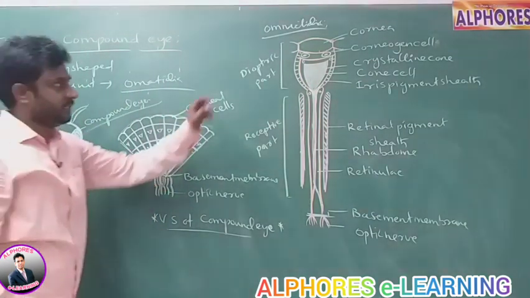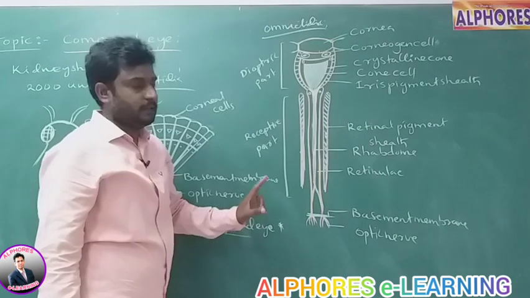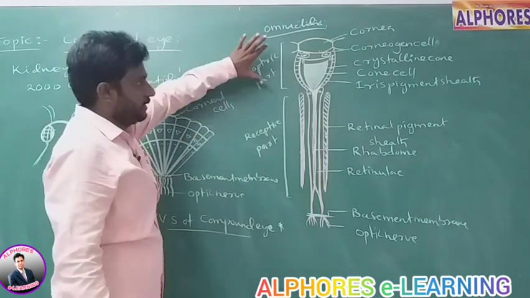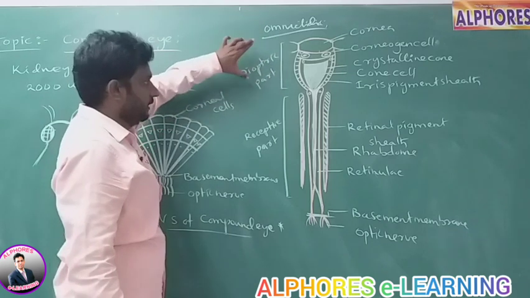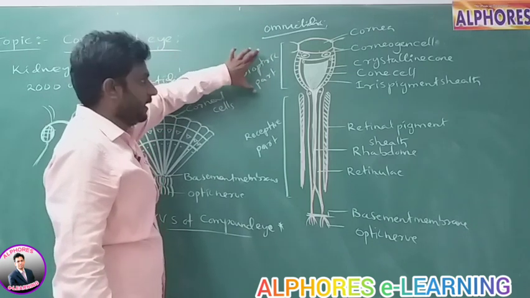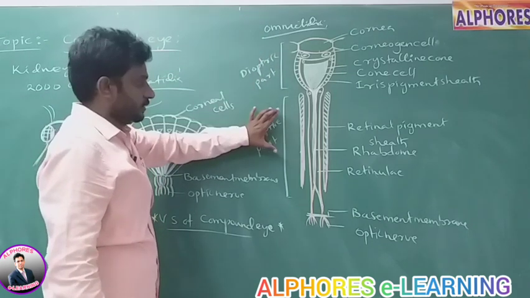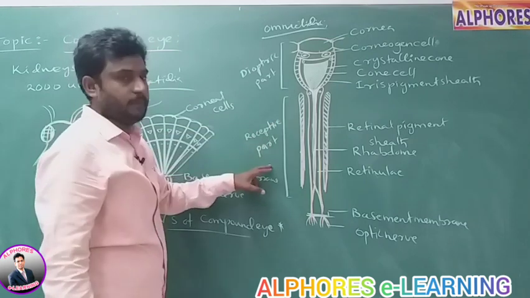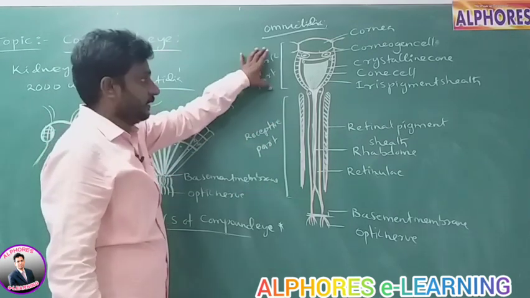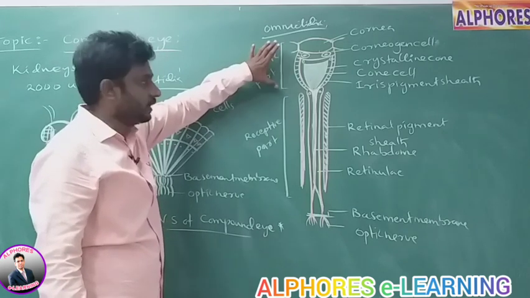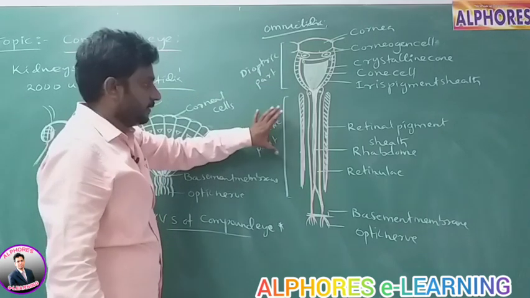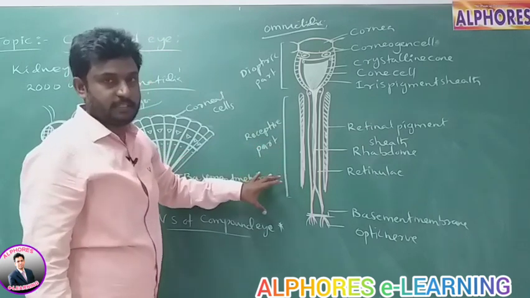If you see the structure of one ommatidium, it has 2 regions. The first region, the anterior region, is called the dioptric region or dioptric part, also known as the focusing region. Then the posterior region is called the receptive part. The first part is the dioptric region or focusing region. The second part is the receptive region.